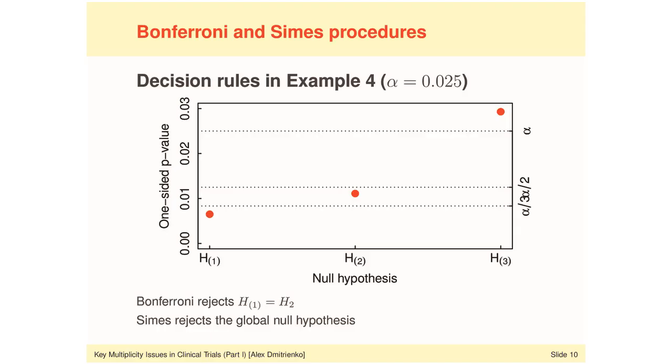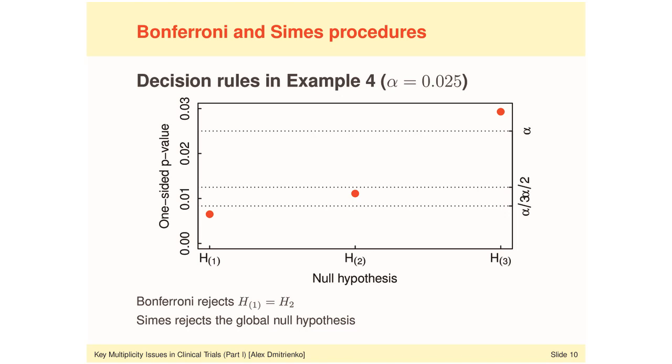The ordered p-values for the 3 null hypotheses in example 4 are plotted in this slide. As before, they are represented by the 3 orange dots. I would like to point out that the hypotheses on the horizontal axis are once again not the original hypotheses. These are the ordered hypotheses, and that's why I'm using this parenthetical notation.